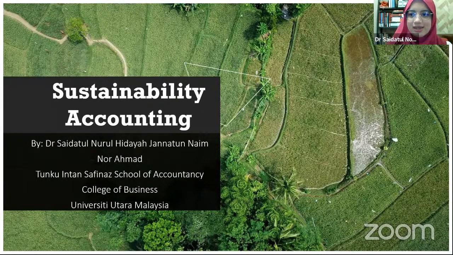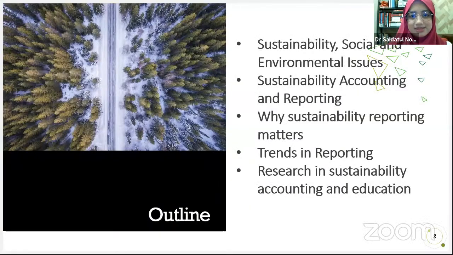First of all, this is the outline of what we're going to cover today. We're going to talk about sustainability, social and environmental issues. I'm sure for the past 3 or 4 days you have been exposed to all these issues. I'm just going to go through it once again so that we know why accounting for sustainability is so important, because if there are no issues, there's no need to write about it. Then we will look at what is meant by sustainability accounting and reporting. Why is there a need for sustainability reporting? Companies are already doing annual reports and they report practically everything there, so why is there a need for reporting on social and environmental issues? We're going to talk about that as well.